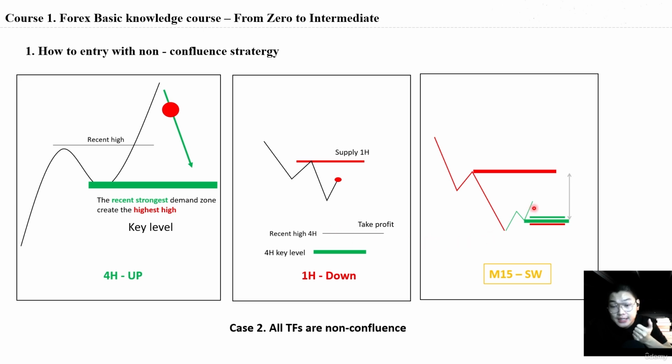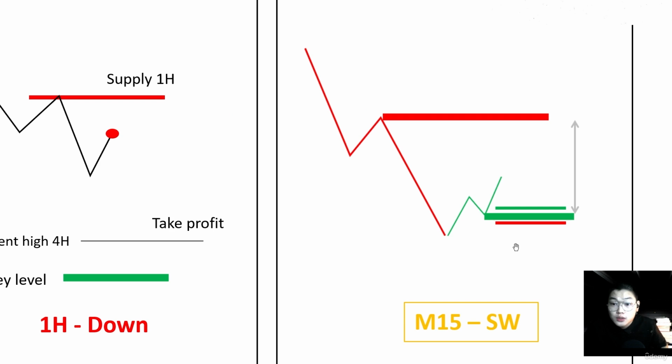But at this time, in the 15 minutes time frame, price creates a structure from the left side to the right side that is a lower low and a lower high. And here is the strongest demand supply zone creates the lowest low. It means that the direction you should be looking for from the left side to the right side is a down movement. But the 15 minutes time frame also creates a small pullback, and here is the demand zone of that pullback.